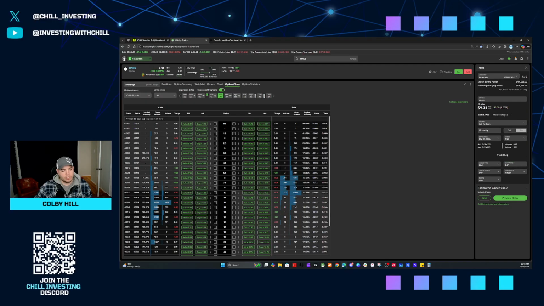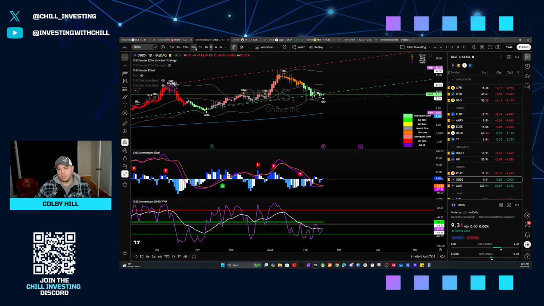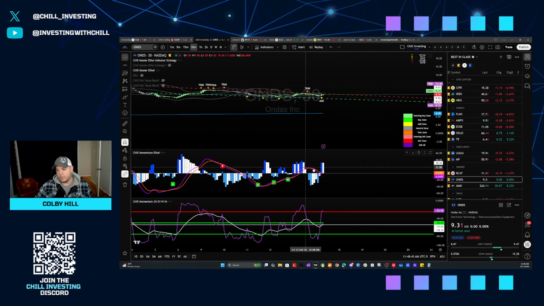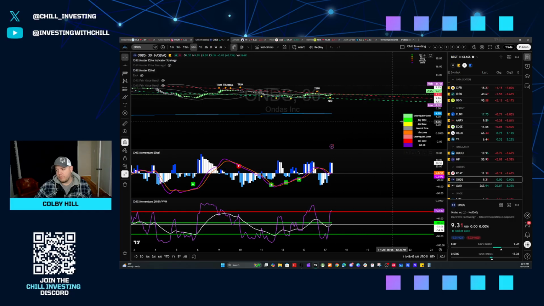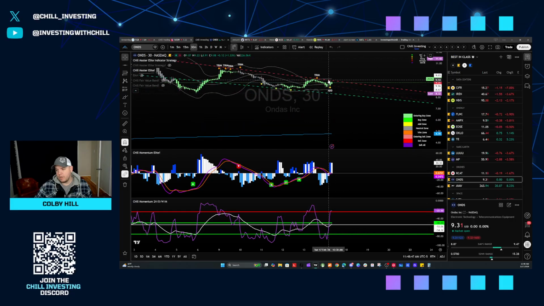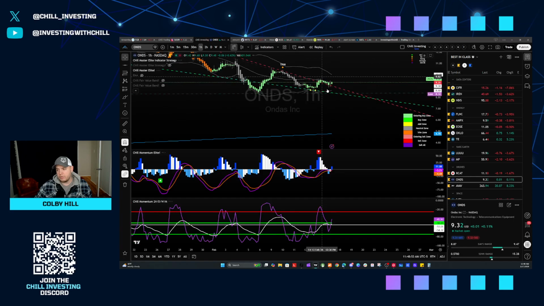I do want to take a look at the chart real quick and just see our momentum on the shorter time frame, not looking at the chart, but looking at the momentum. So on the 30-minute, we did have a spike, but we did hold off on this resistance. So let's wait a minute. We might get a better opportunity.